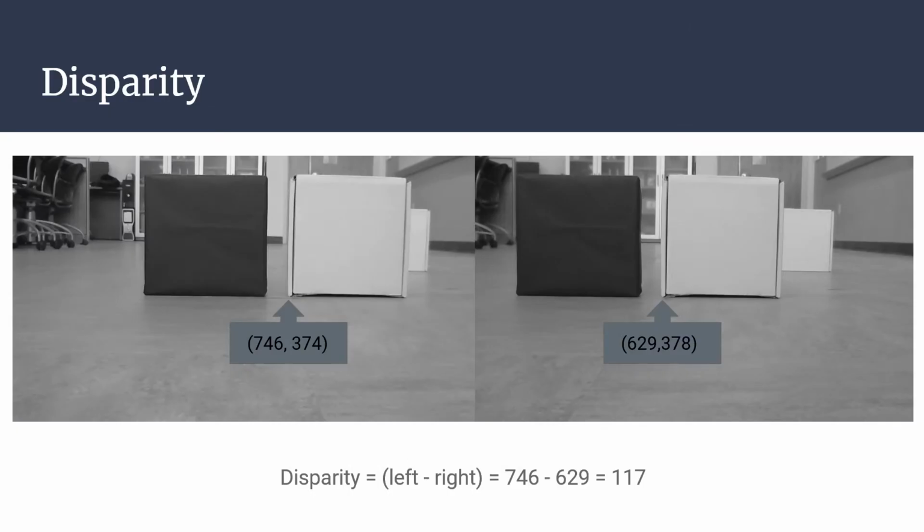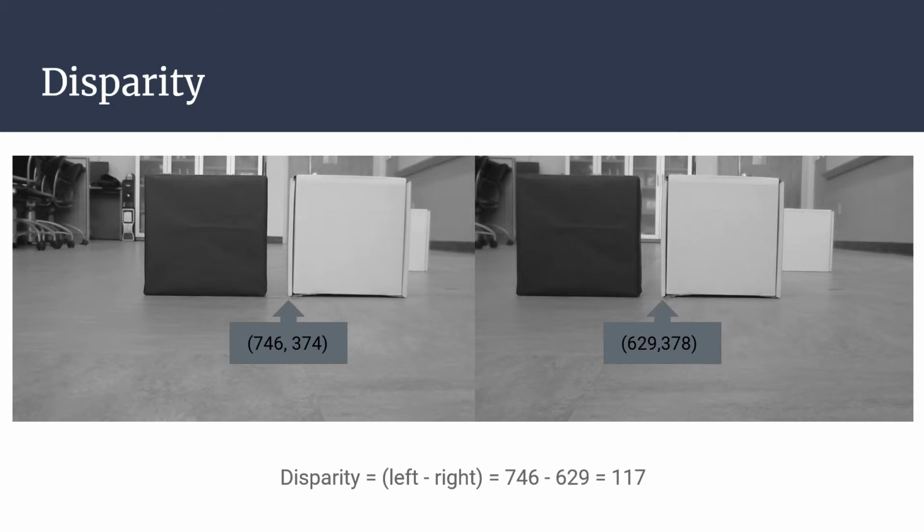Now we use this difference to calculate what's known as a disparity, and that's simply the left minus the right, and that's just a pixel location. So you can see in the coordinates that we take the x of the left minus the x of the right, and we get a number, 117, and that's a disparity that then correlates to the depth of the object.